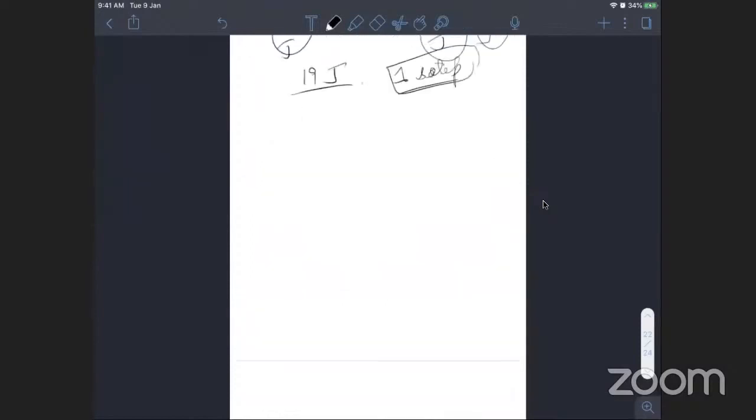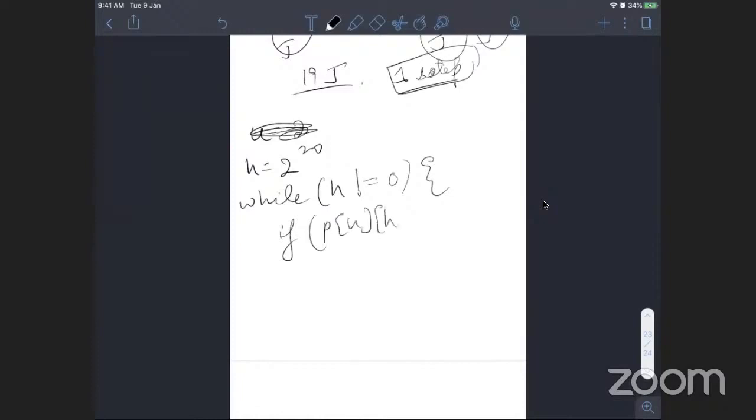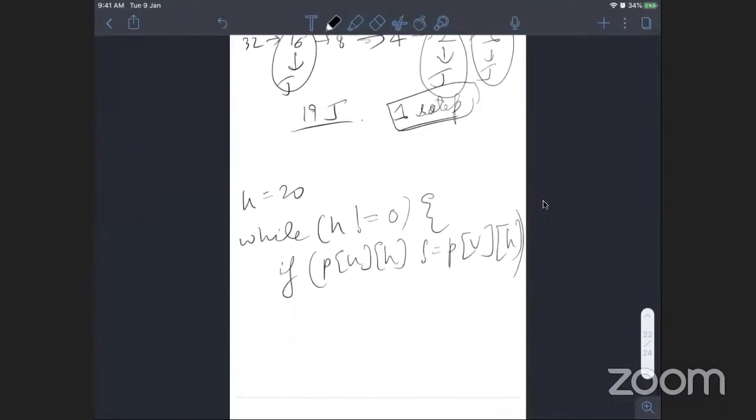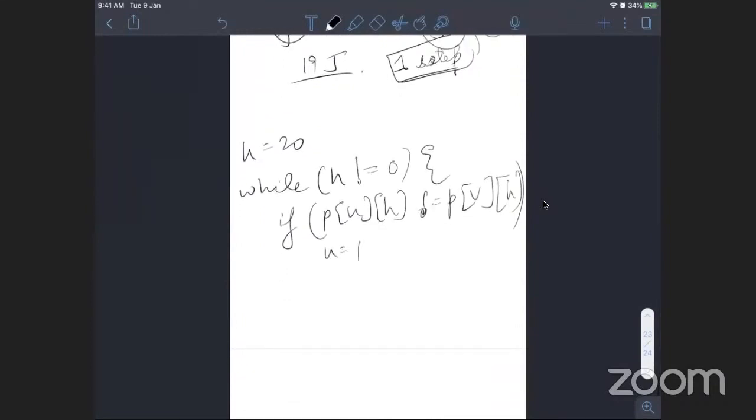So our algorithm was something like this. We took a very big power of two, let's say H, 2 to the power 20. And we said while H is not equal to zero, if P U H is not equal to P V H, then, oh, I'm sorry, H is not actually 2 to the power 20, H is just 20. I was using F everywhere, but you can use P also, because we are only talking about powers of two. If they're unequal, then we jump U to its Hth parent, jump V to its Hth parent, and then H minus minus. This is inside the if condition. That's the algo. It's as simple as that.